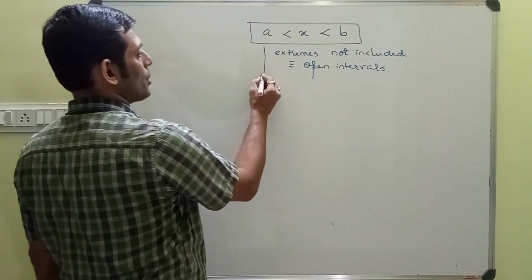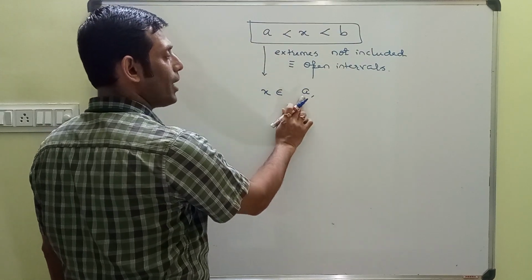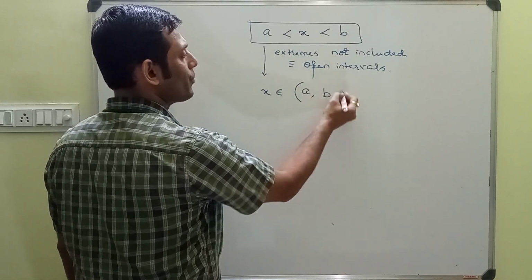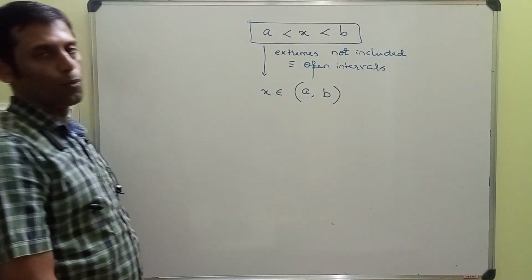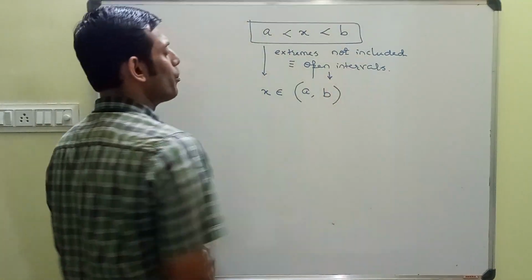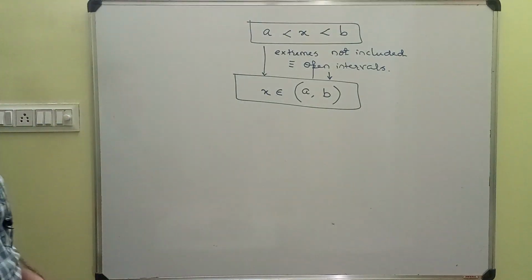And that means x can be written as element of a as the start of the interval with a round bracket means open, b as the end of the interval with a round bracket means open. This is how we denote an open interval. This is an open interval situation.